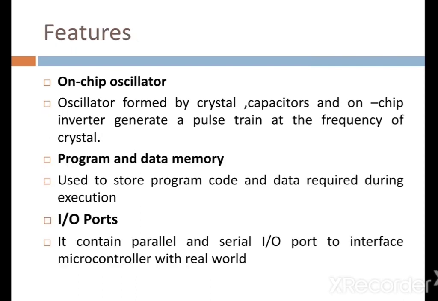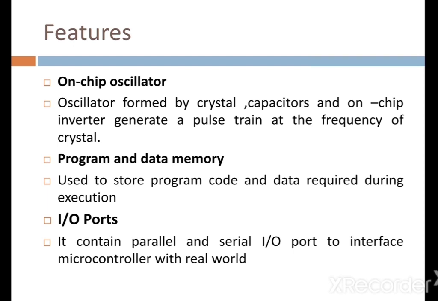First, on-chip oscillator. That means the oscillator is available on chip. That means the oscillator is available in the microcontroller. The oscillator is formed by crystals and capacitors, and on-chip inverters generate a pulse train at the frequency of the crystal. The frequency of the pulse train depends upon the frequency of the crystal. If we use a crystal frequency of 12 megahertz, then the pulse train frequency is the same.